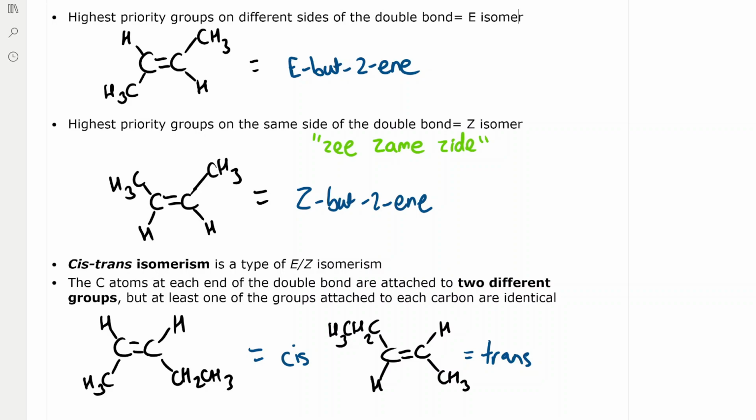And a helpful way of remembering this is Z-same-side. So when you have groups on the same side, you can remember Z-same-side is the Z isomer.